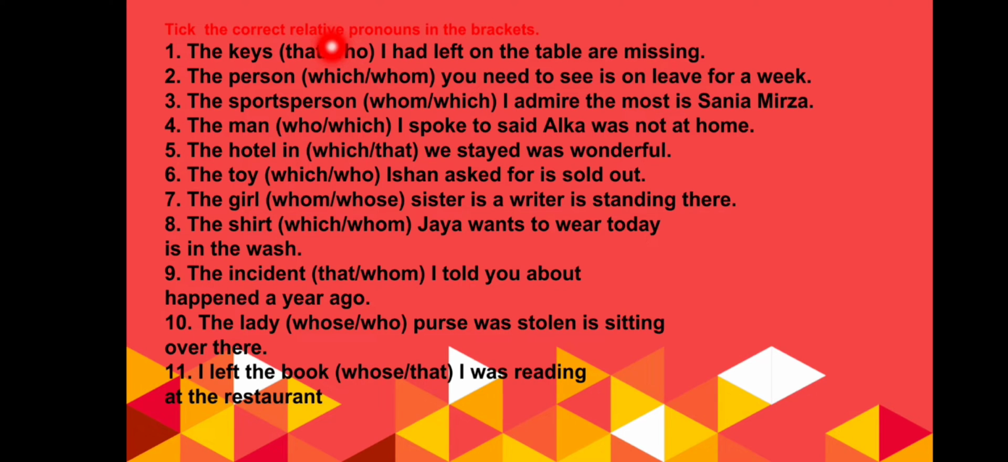Tick the correct relative pronouns in the brackets. The keys, that or who, I had left on the table are missing. The keys that or who, what we have to use? The keys that, because keys are inanimate objects which is not having life, so we can use that. The keys that I had left on the table are missing.